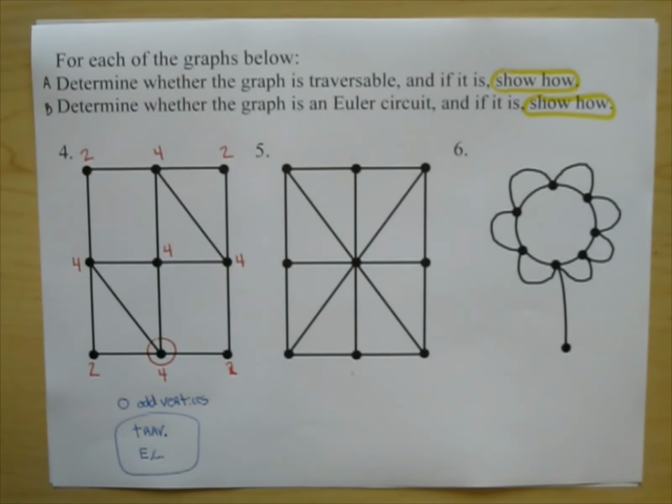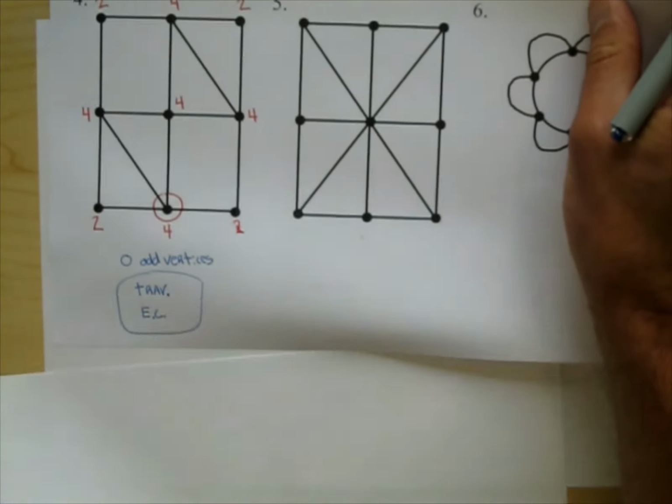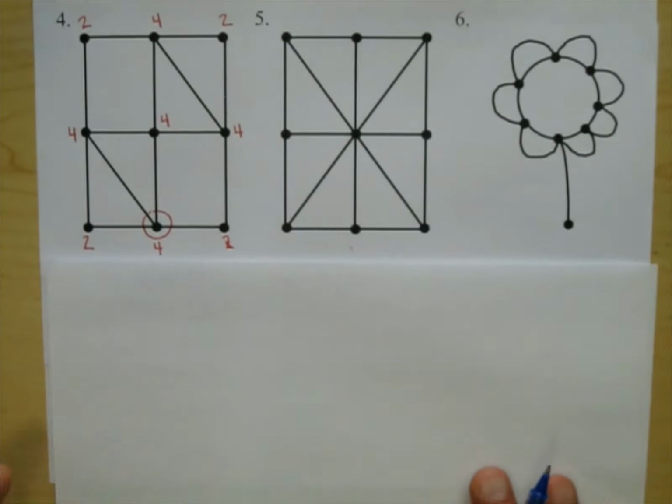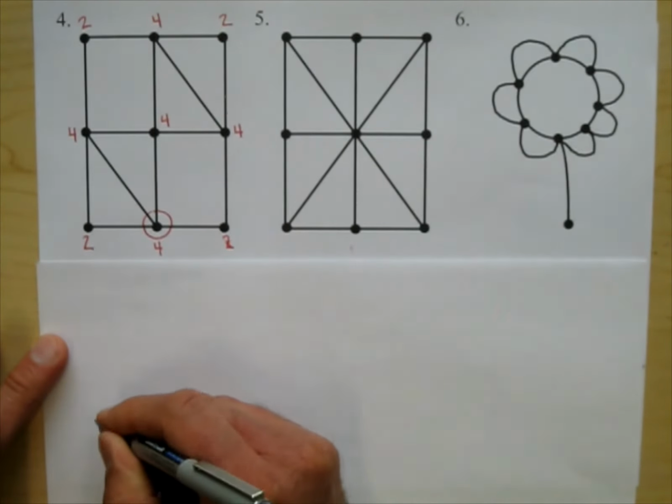Now, if I want to try to reproduce this graph, I can start anywhere I want to start. So that's what I'm going to do. So how am I going to reproduce this graph? Let's start right here at this edge.